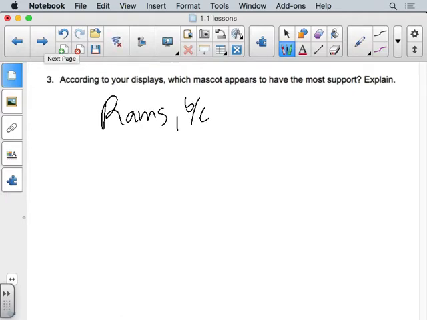Because if you stacked all of them up, they have the most. They're the biggest bars, the biggest percent. So they have the highest percent combined.